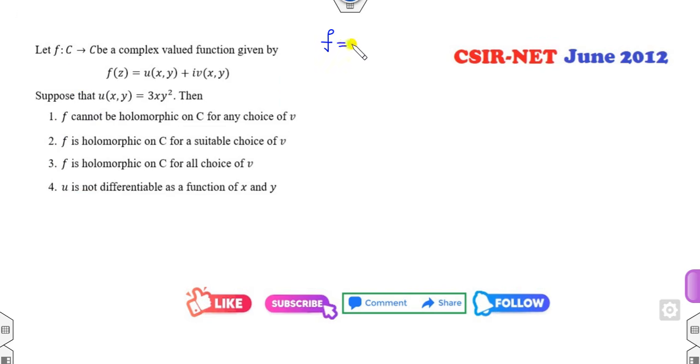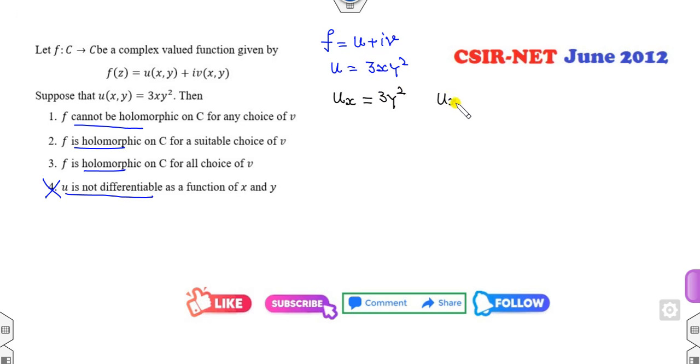Another one is f is u plus iota v and u is given as 3xy squared. Then f can't be harmonic, holomorphic, u is not differentiable. Again, u is a polynomial, so a polynomial is differentiable. Again, I need to check whether u is a harmonic function. So ux is 3y squared. Uxx will be 0. Uy is 6xy.